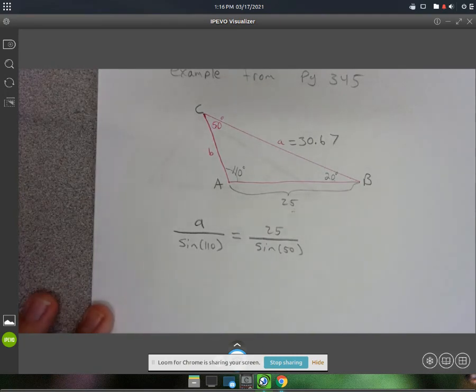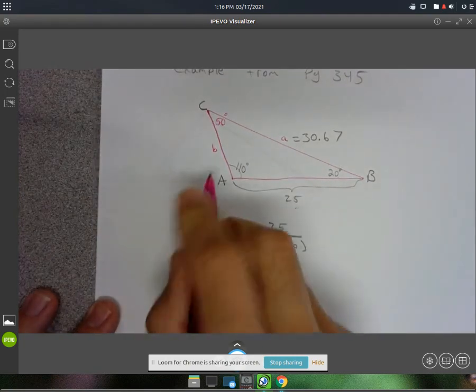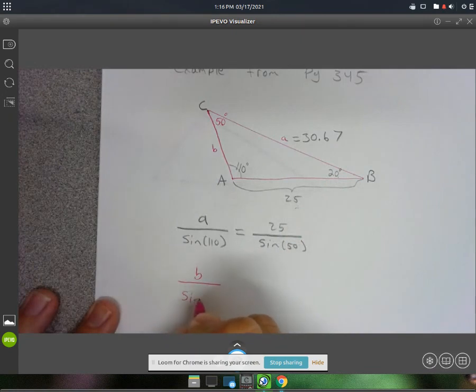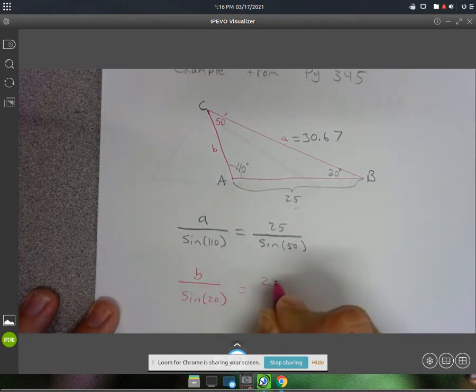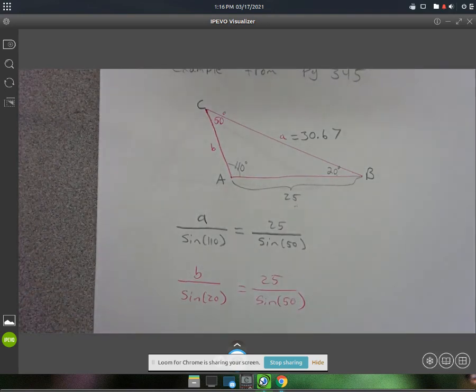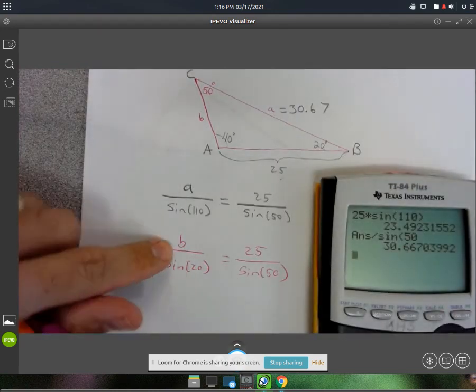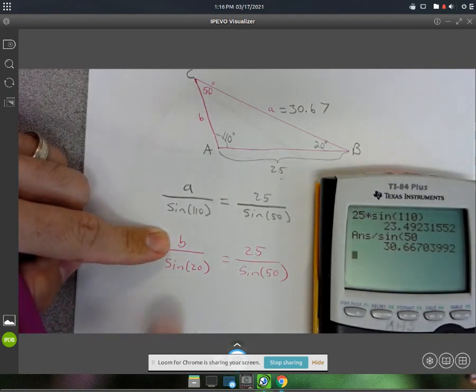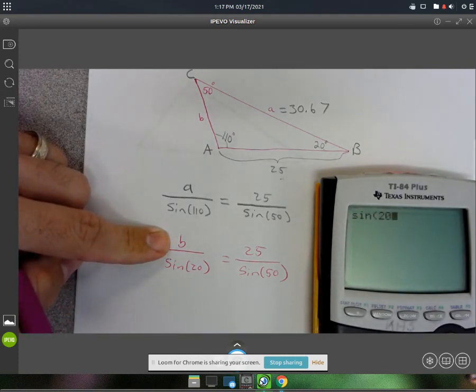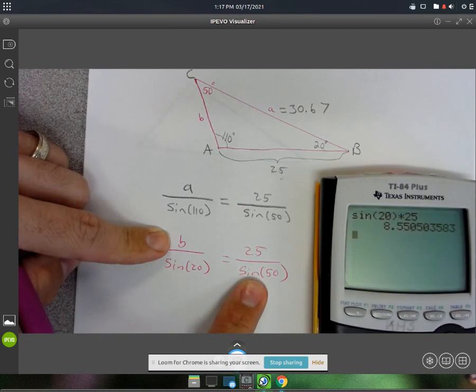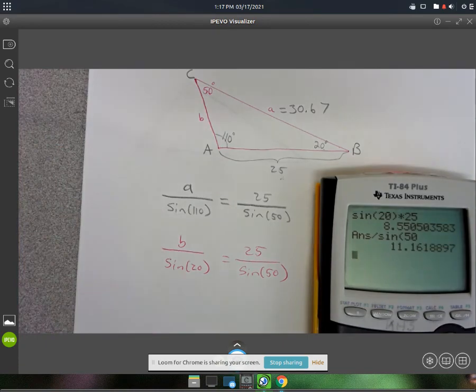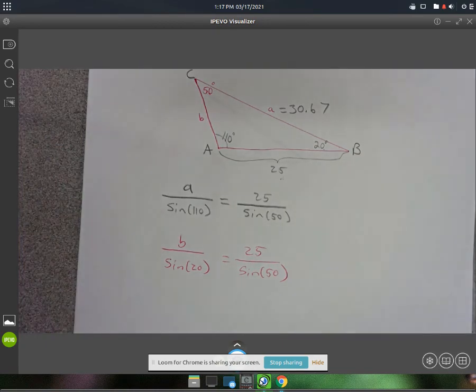And if I wanted to solve for B, it'd be the exact same setup. I would use B over sine of 20 is equal to 25 over the sine of 50. That part I don't have to change. Solving it, I'm trying to get that B by itself, so I've got to clear out this sine of 20. So I'm going to do sine of 20 multiplied by the 25. And then I'm going to divide that by the sine of 50. You get 11.16.